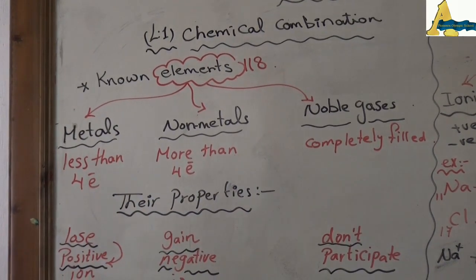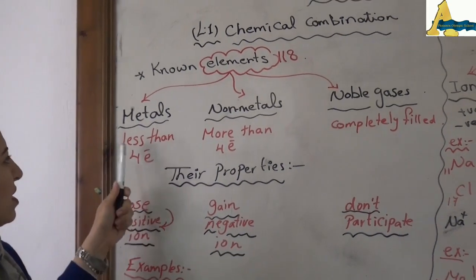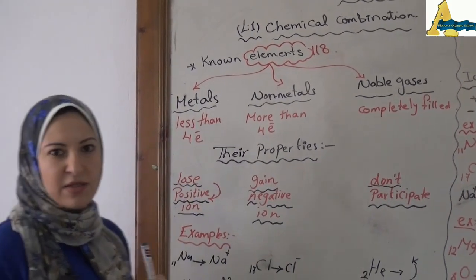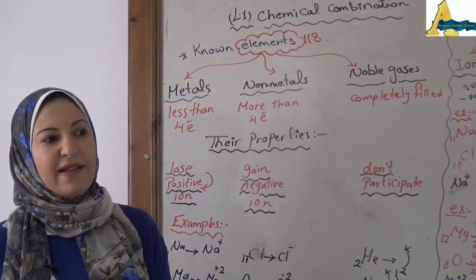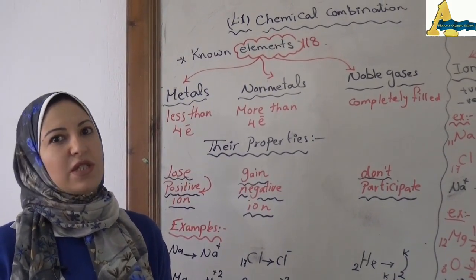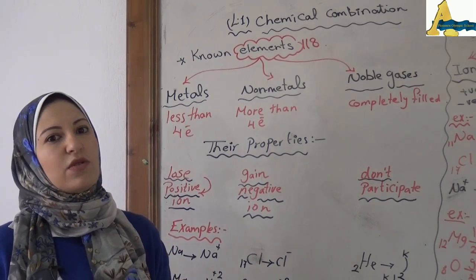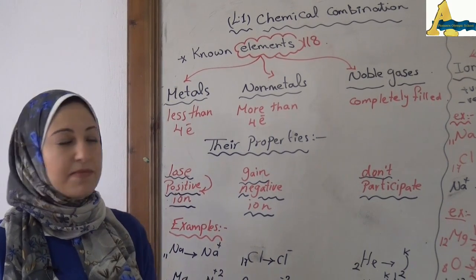Let's start with metals. I need you, if you have it, to take the study note booklet to revise with me. Metals are elements that have in their outermost energy level less than 4 electrons. We know their properties, and we said that they are solid, except mercury, which is the only liquid metallic element. They have metallic luster. They are good conductors of heat and electricity, and they are malleable and ductile.